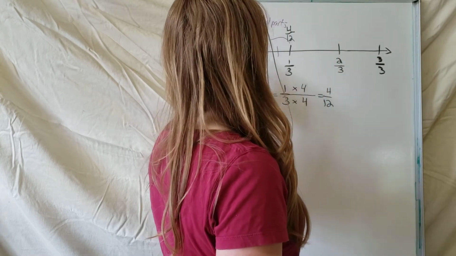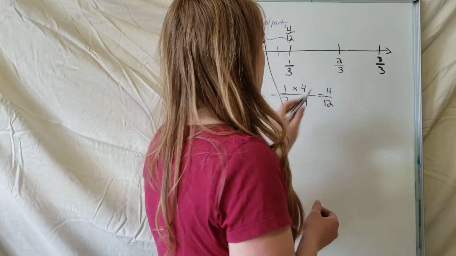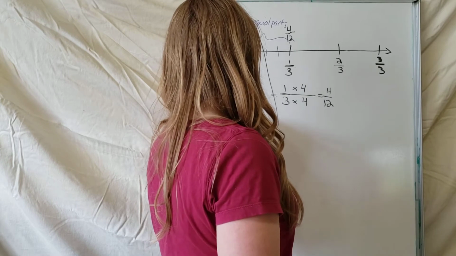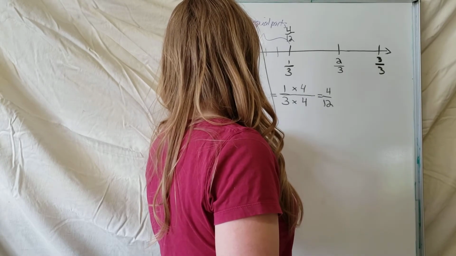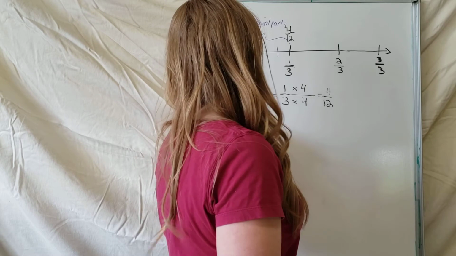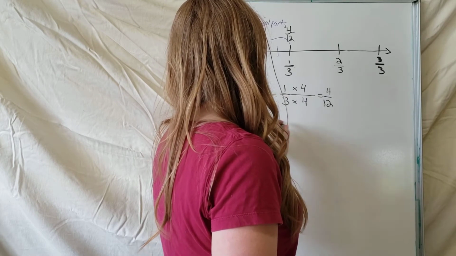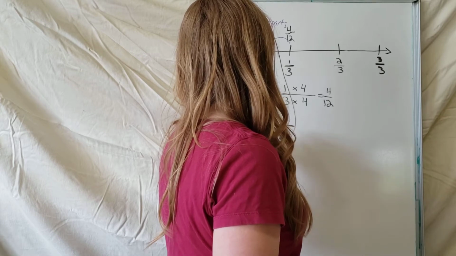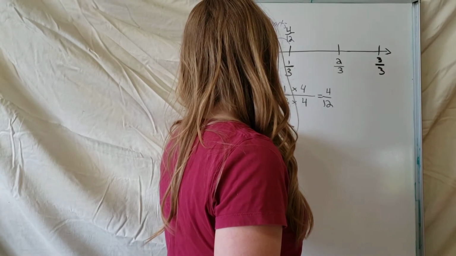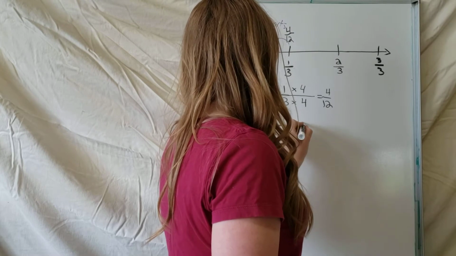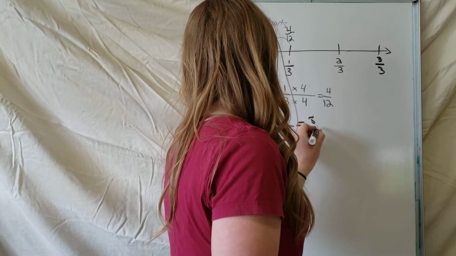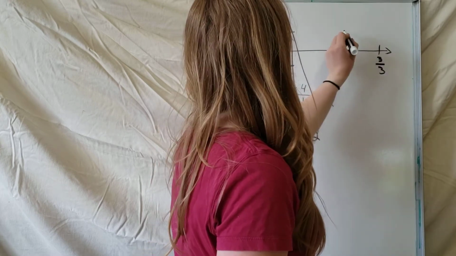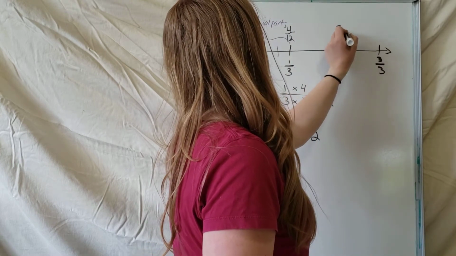I could go ahead and continue labeling this number line. Like if I had 2/3, that's a non-unit fraction, and I wanted to find out how many twelfths are in 2/3. Again, I could multiply the numerator and the denominator by 4. 2 times 4 is 8. 3 times 4 is 12. So 2/3 would be equal to 8/12.